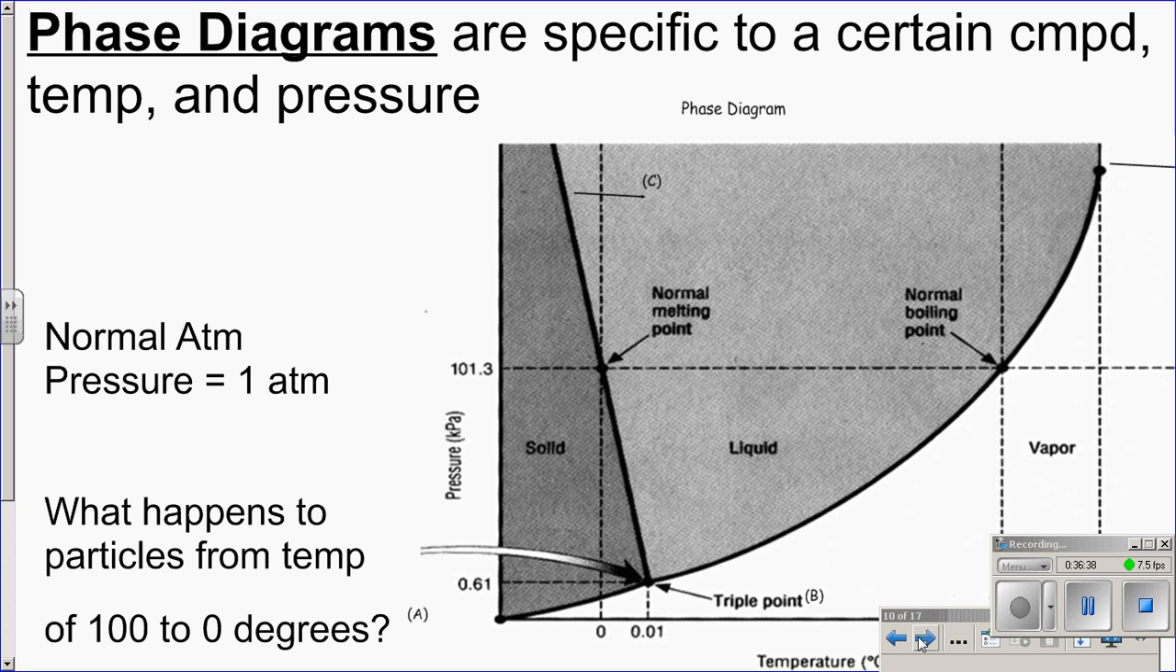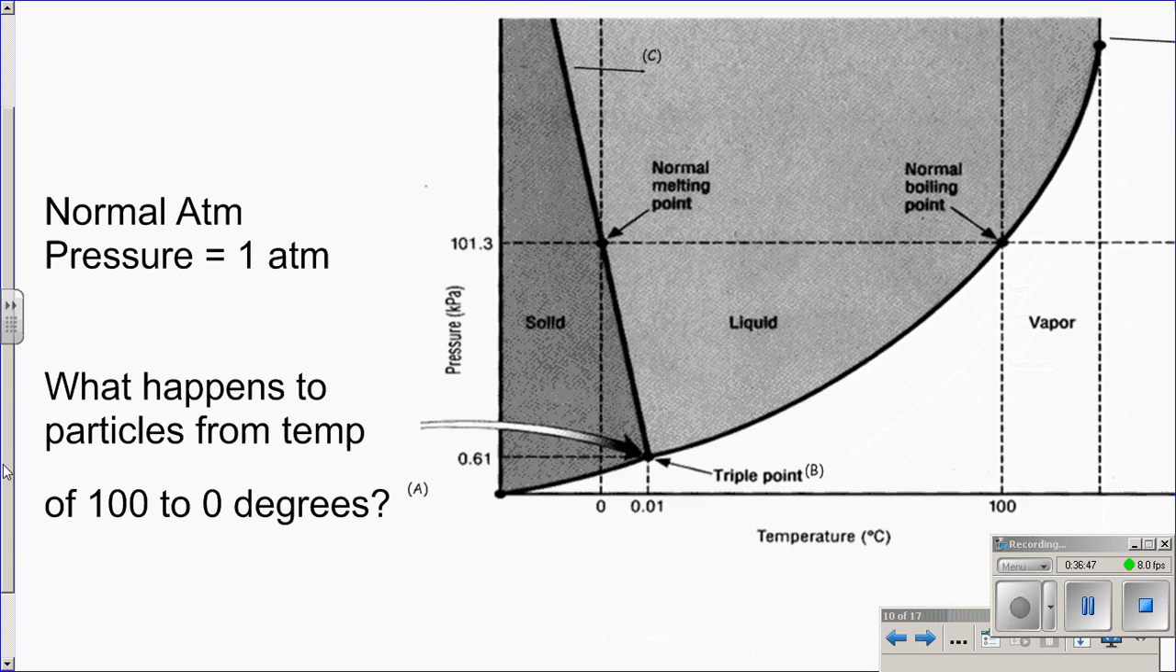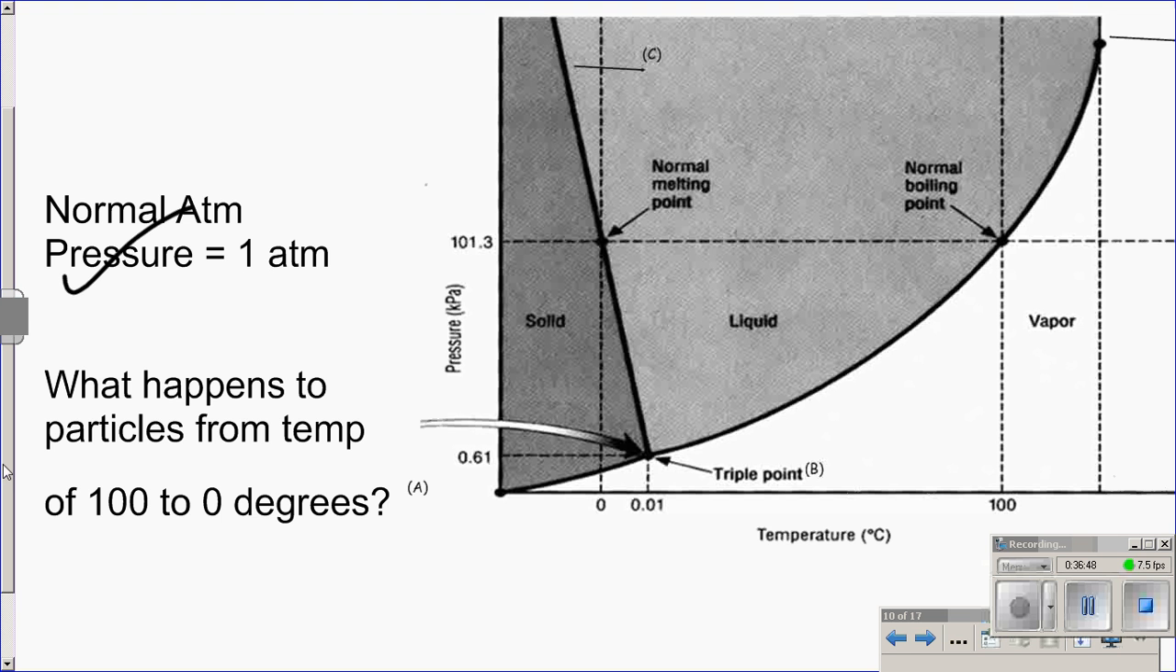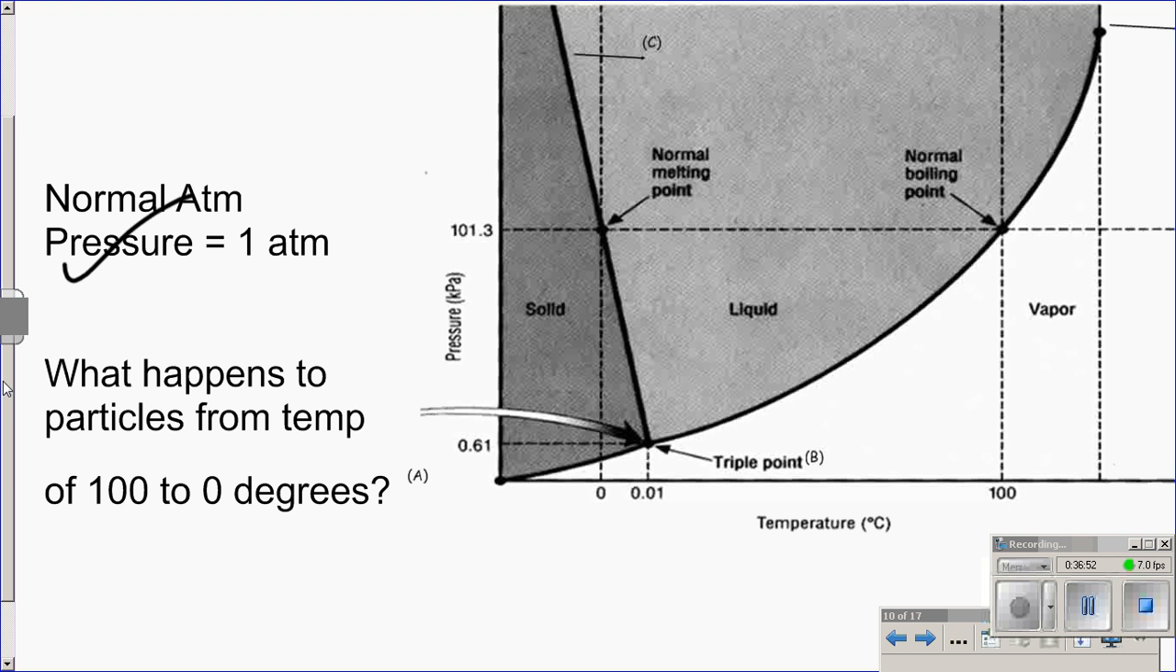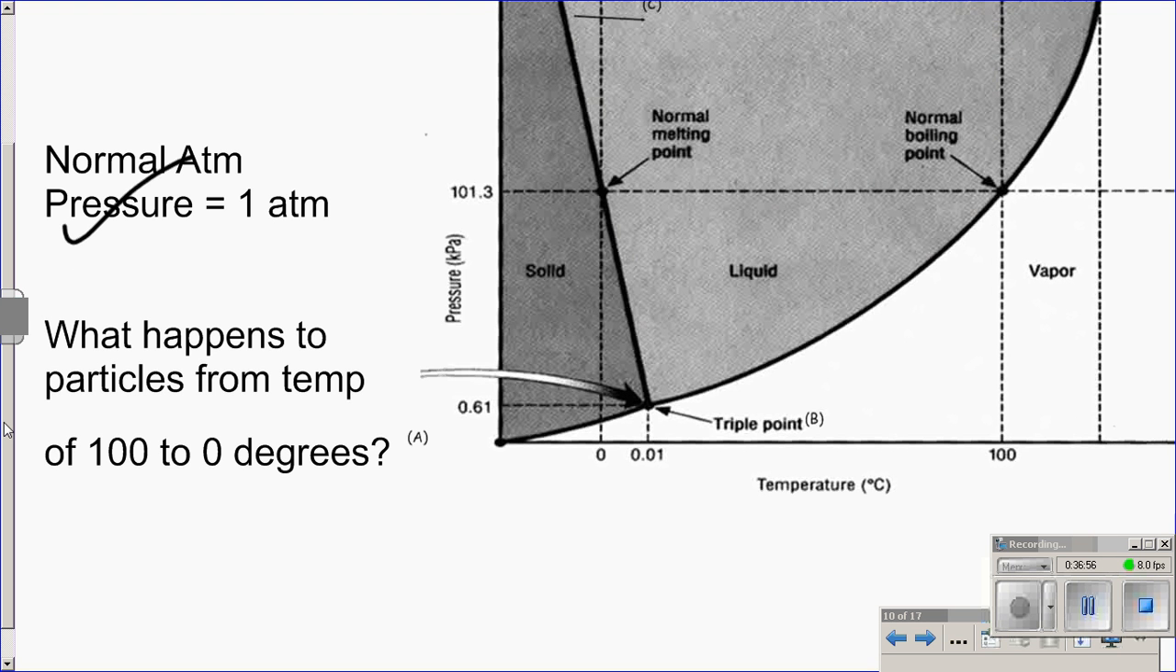You guys have this one on your paper, but it's hard to see, so I have it up here as well. So now we already know normal atmospheric pressure is 1 atmosphere. It says what happens to the particles from temperature 100 to 0 degrees Celsius. So as we go from 100 to 0 degrees Celsius at 1 atmosphere, that means we are at this. Why does it say 101.3?